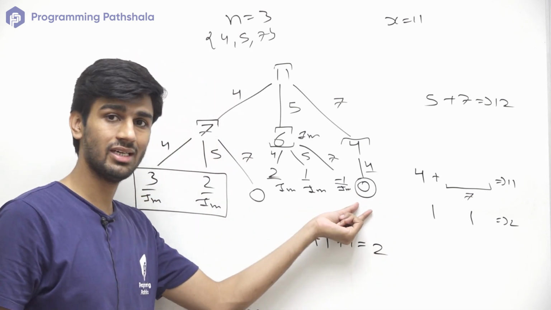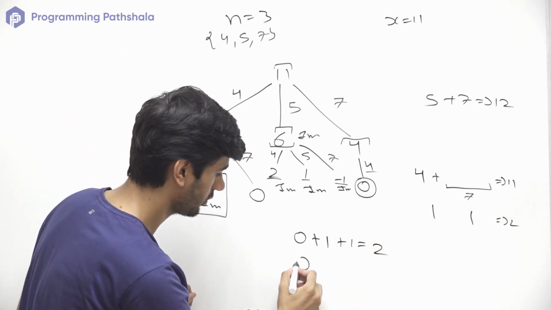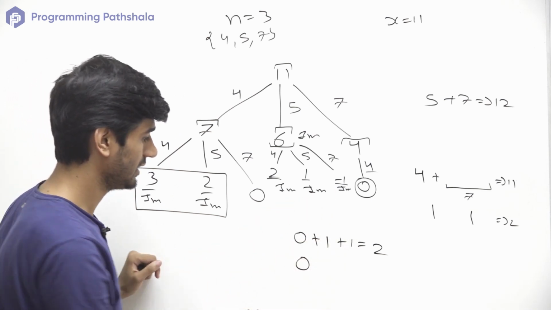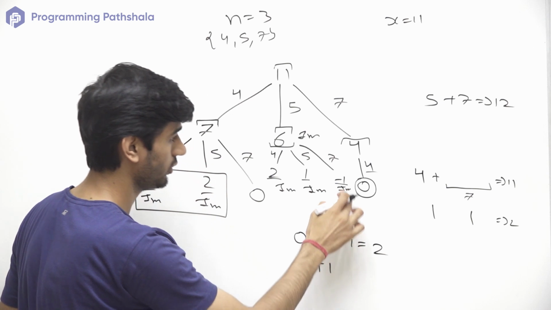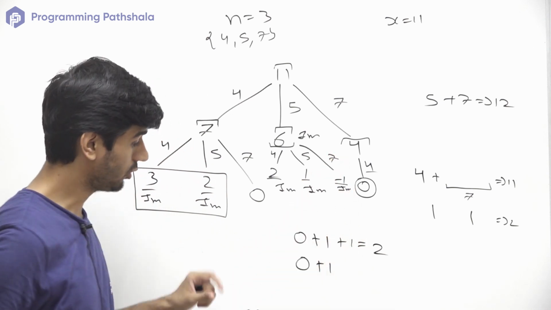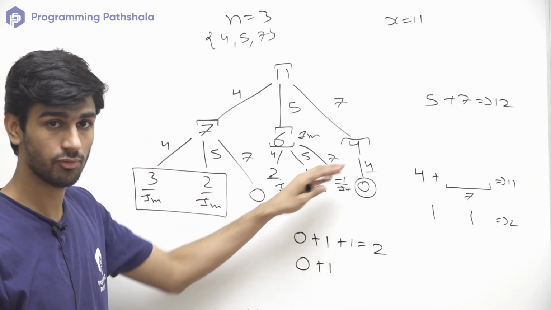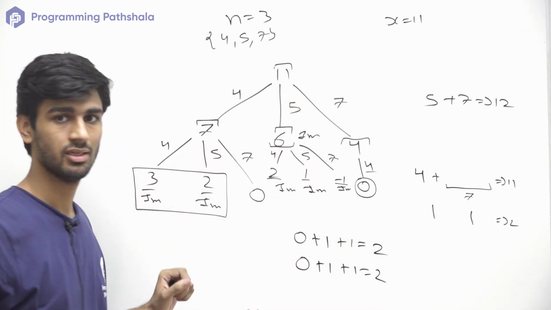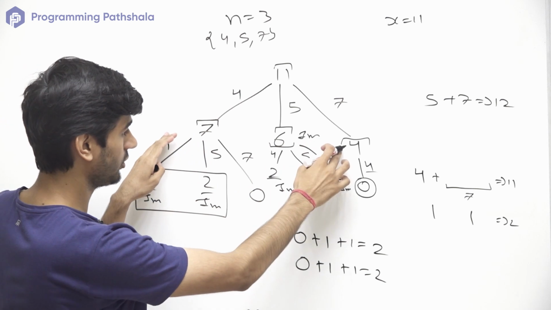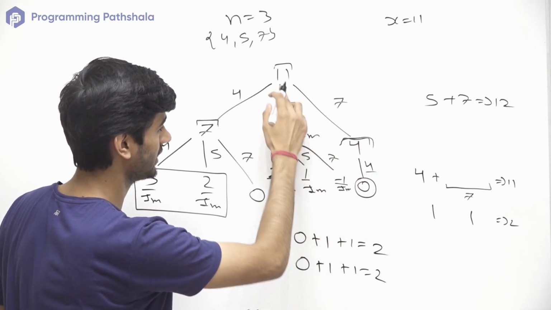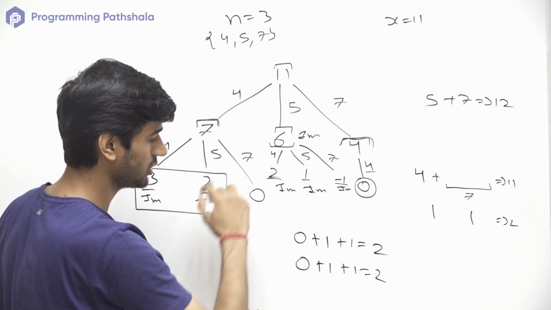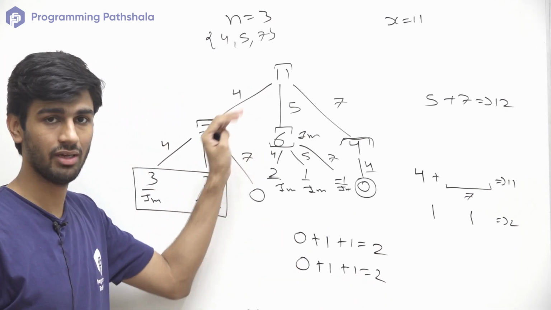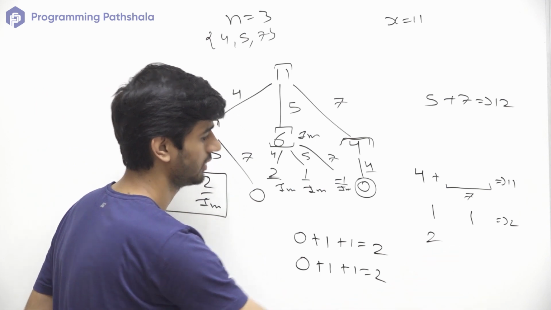And to get a sum of 0, we require 0 number of coins, right? And because we require 0 number of coins to get a sum of 0, we can say that we require 1 coin to get a sum of 4. And because we require 1 coin to get a sum of 4, we will require 2 coins to get a sum of 11, right? So out of these 3 possibilities, 2 of them are able to generate a sum of 11, and both of these possibilities require 2 coins, right? So the minimum number of coins to get a sum of 11 is 2, right?